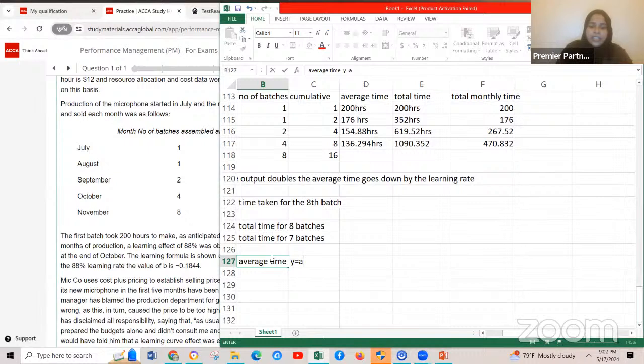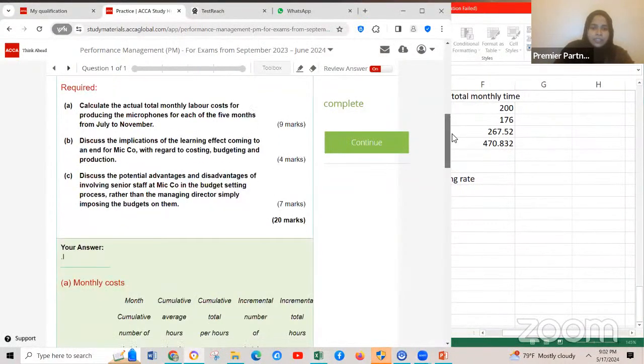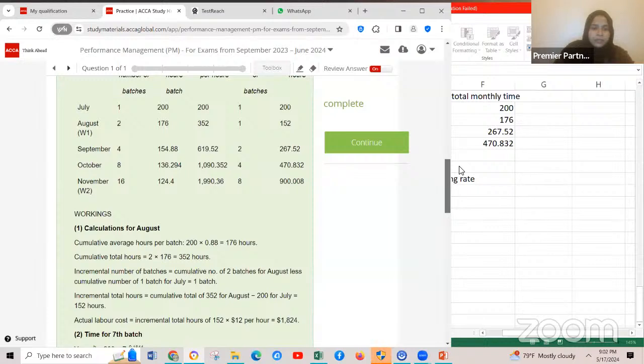Y equals A x to the power B. So average time for 8 batches will be the time taken for first batch, 200 into 8 to the power minus 0.1844. Can someone please, I'll just take the value from here.